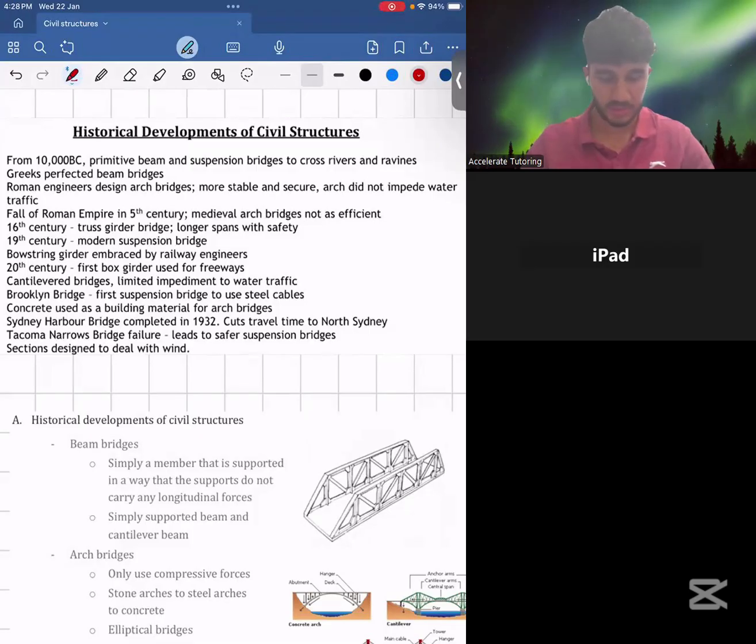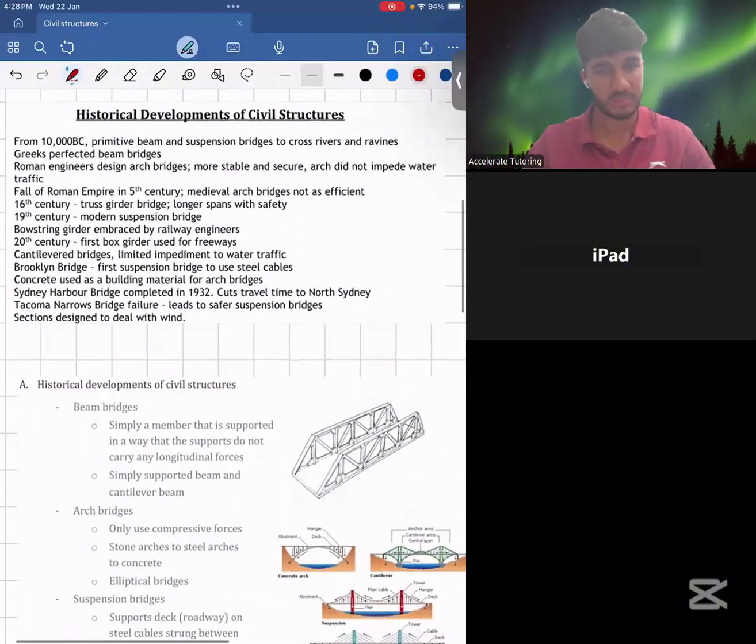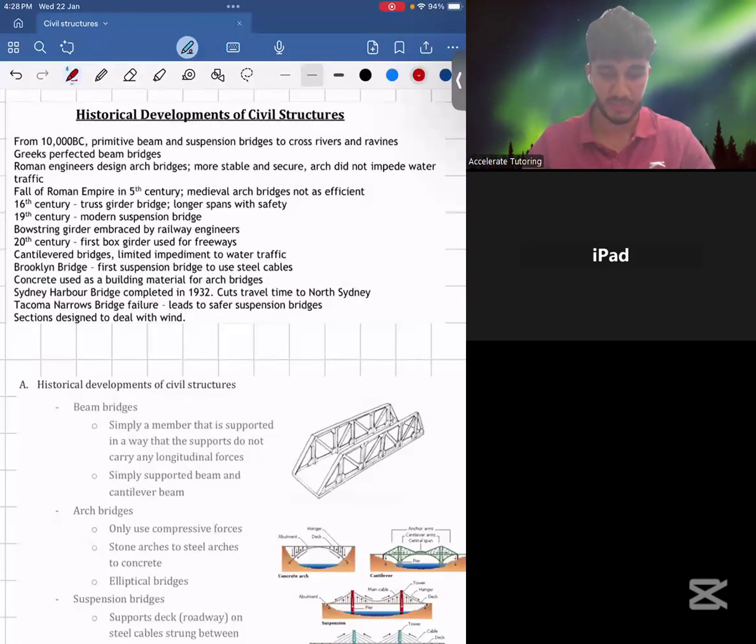Now, again, this is just a general list of historical developments of civil structures. It's not so important to know the key dates and the key names of all these bridges. I would highly recommend, however, to know at least one main bridge. And obviously, being a subject in New South Wales, it's probably best to know the Sydney Harbour Bridge relatively well regarding its materials, its design, and the type of bridge it is.